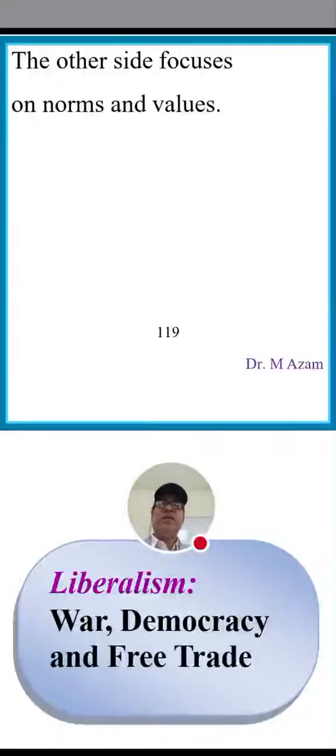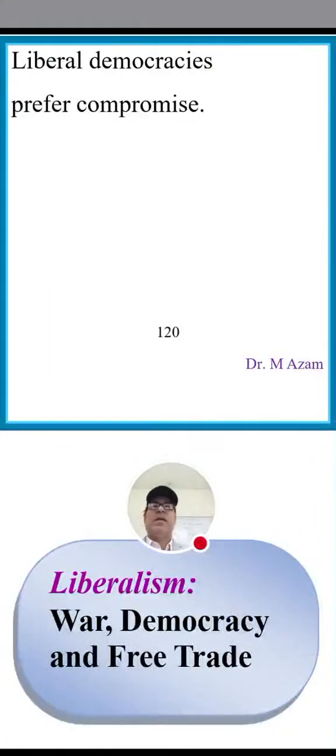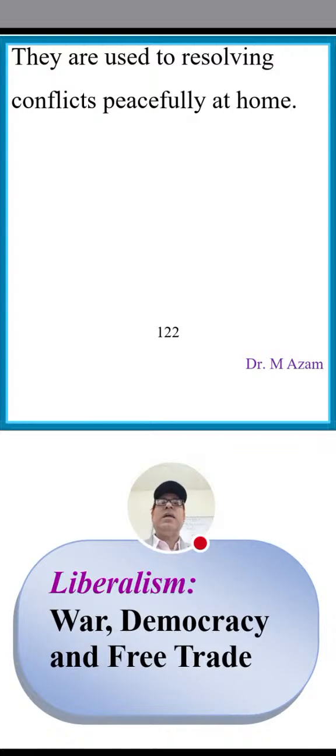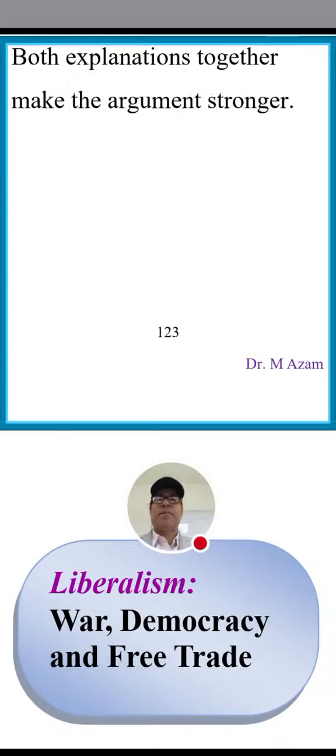The other side focuses on norms and values. The other side of the democratic theory of peace focuses on norms and values. Liberal democracies prefer compromises. They prefer negotiation. These are norms and values. They are used to resolving conflicts peacefully at home. Both explanations together make the argument stronger.